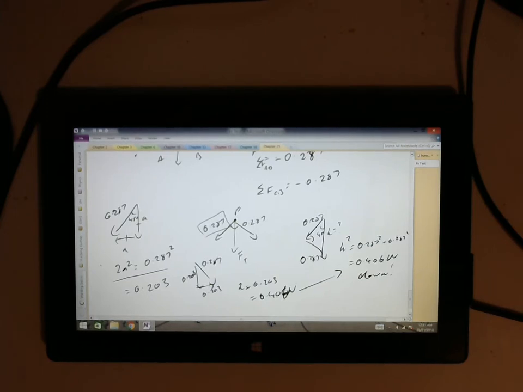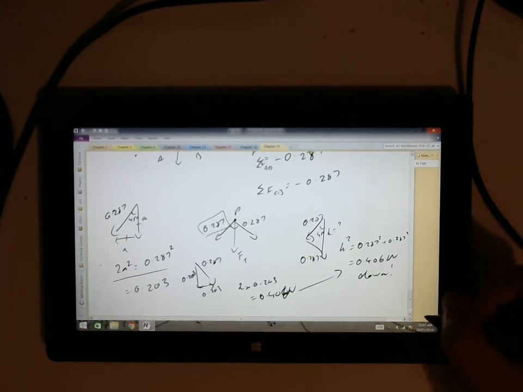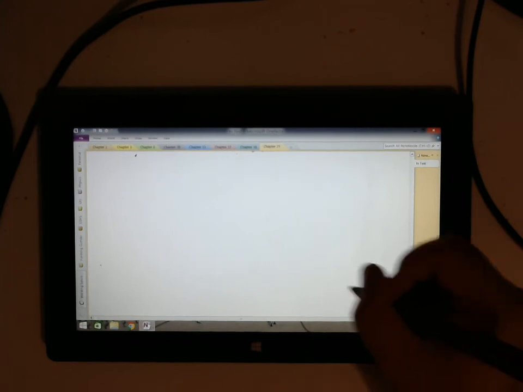Last 2 questions for homework are questions 10 and 11. Let me scroll down to those. Let's have a look at this. So question 10.